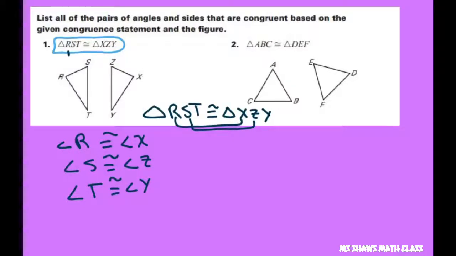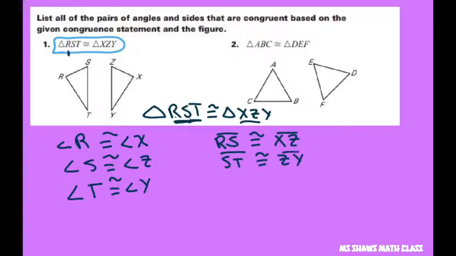All right. And then let's do the sides. Those are the angles. So you just look at these. So RS is congruent to XZ. ST is congruent to ZY. And then we also have RT is congruent to XY.